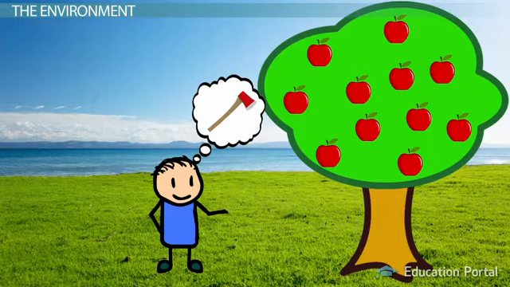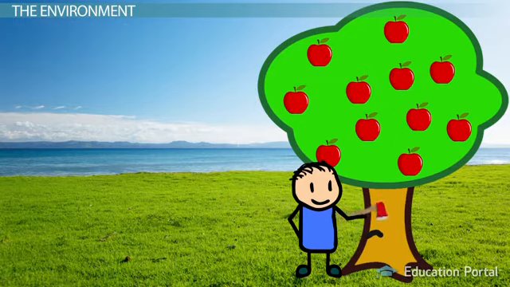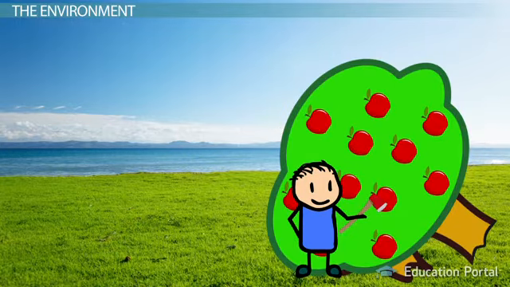Timmy thinks the second option is a great idea, because instead of bothering with a cumbersome ladder, he can just chop down the tree and bring the apples to ground level where he can easily pick them up. Timmy's pretty proud of himself for coming up with a solution, but I bet you can see a problem here.